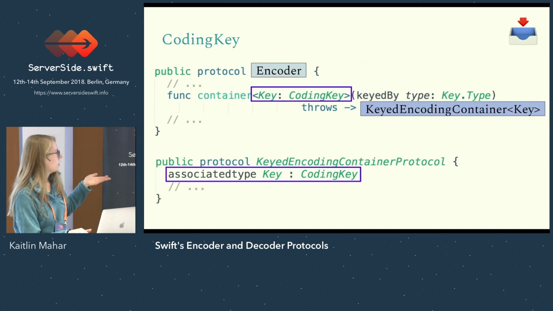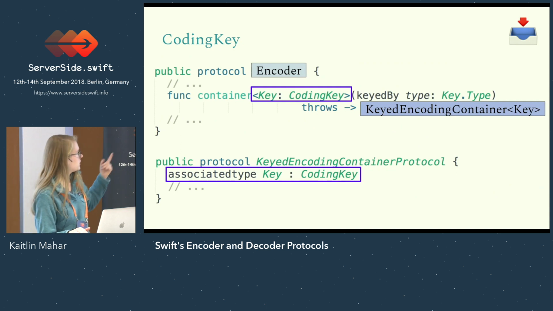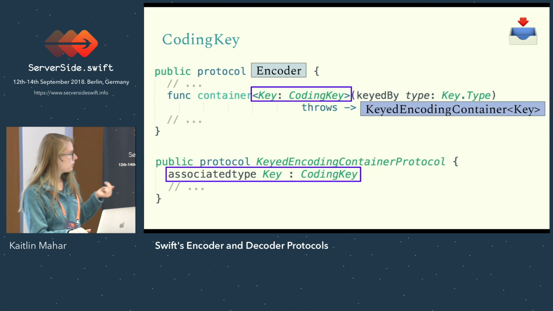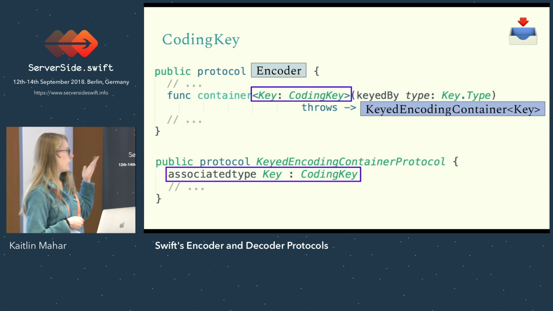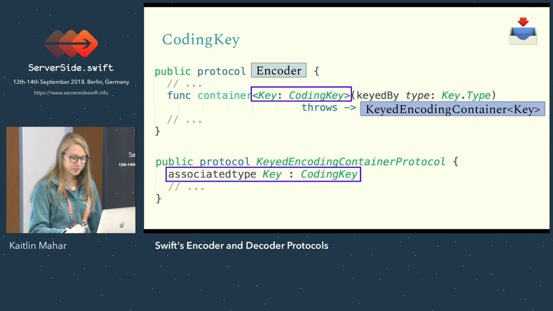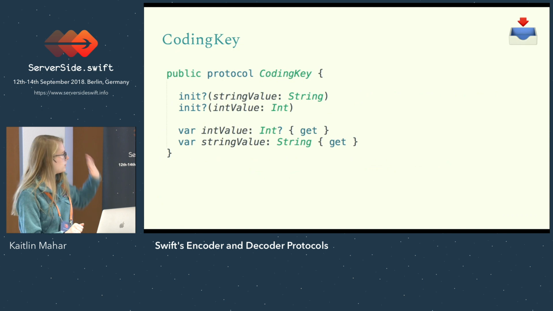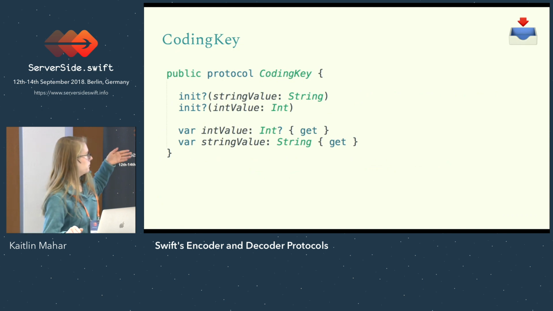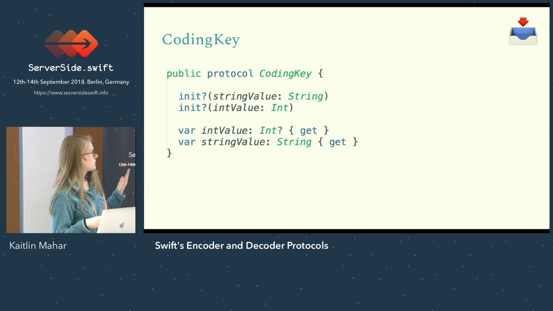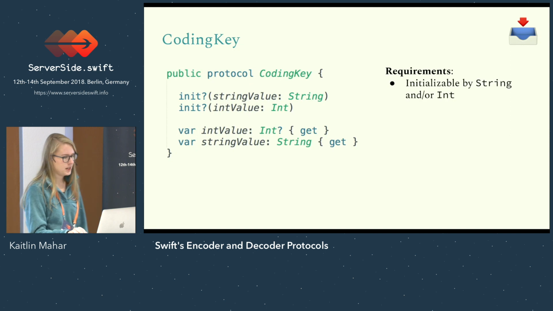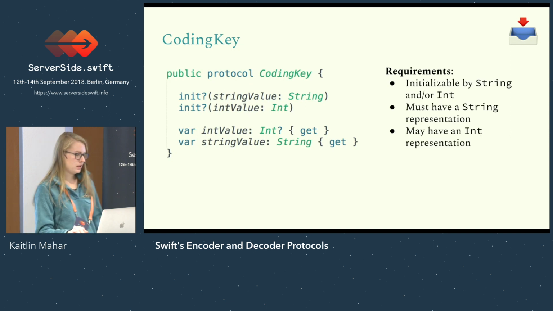So let's talk about coding keys for a bit. We see that show up on the encoder protocol. When you request a keyed container, you need to tell it the key type you're using. And then in the keyed encoding container protocol, we actually have that associated type. So CodingKey is a protocol that looks like this. It should have initializers that can potentially fail from string and int. And then it should definitely have a string representation, and it might have an int representation.